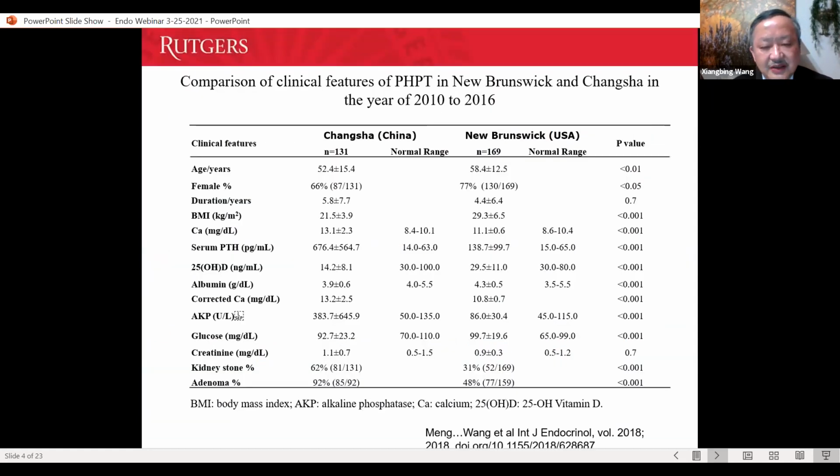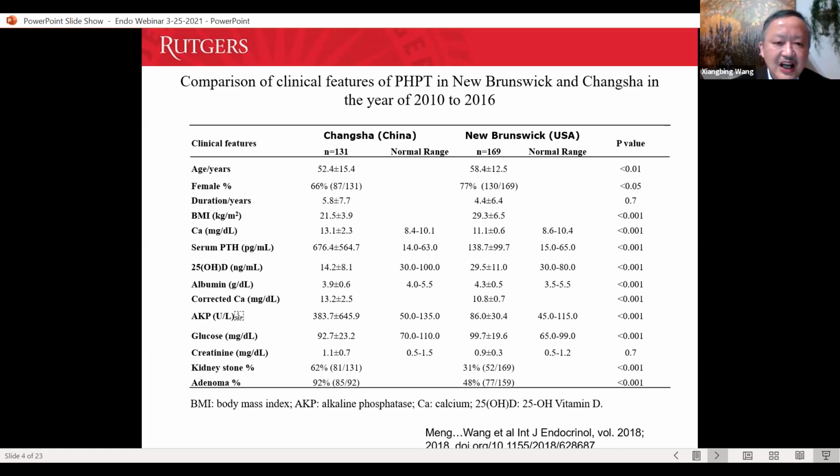As I said before, the presentation of primary hyperparathyroidism is different between developing and developed countries. It is also different between West and East. So we compared patients from China and from the US. You see, we tried to match the age, we tried to recruit patients from the same period of time, and we also tried to match the duration.